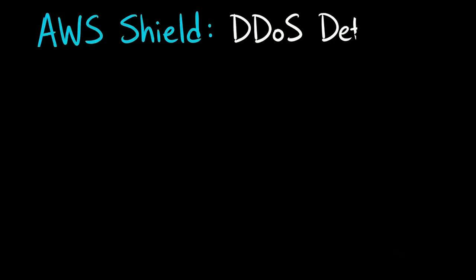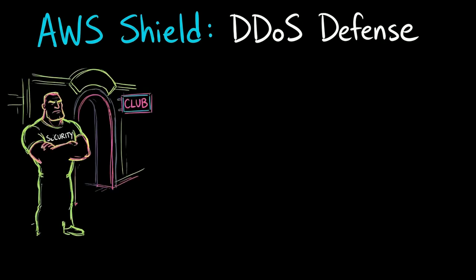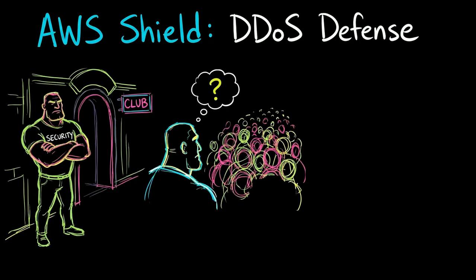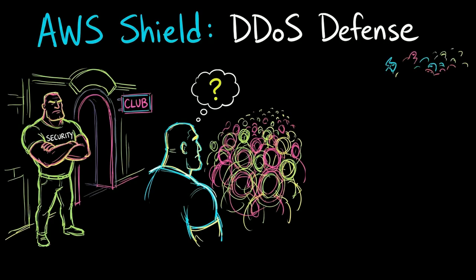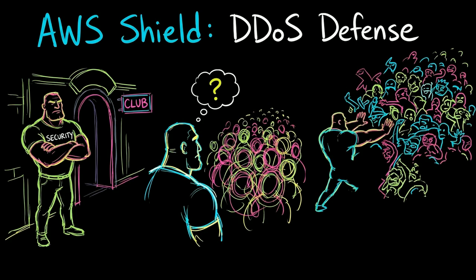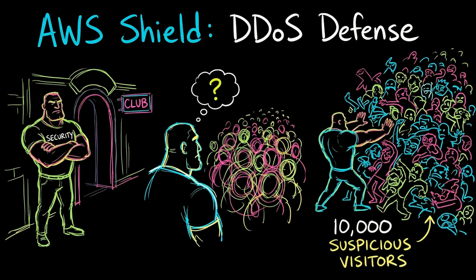Let's define the difference. AWS Shield is your defense against distributed denial of service, or DDoS attacks. Think of Shield as the giant bouncer standing outside a nightclub. It does not inspect every individual person in detail. Instead, it watches the size and behavior of the crowd. If 10,000 suspicious visitors suddenly rush the entrance at the same time, Shield recognizes that flood as abnormal traffic and blocks it before your infrastructure gets overwhelmed.